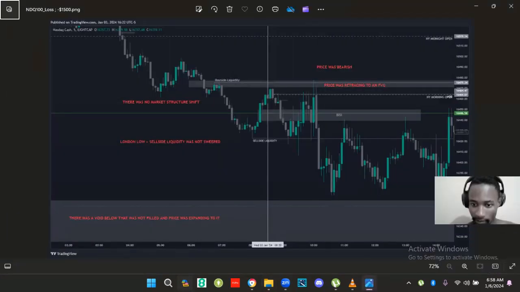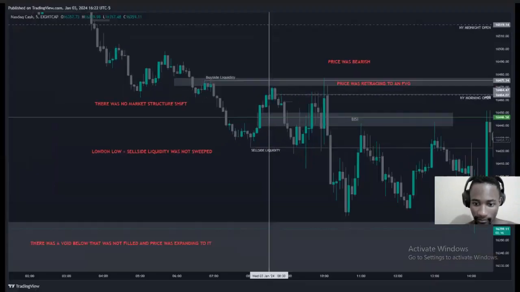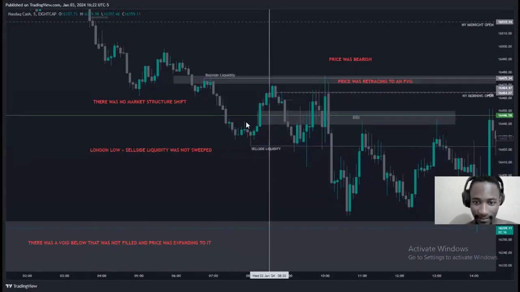So here it is. What's really happening here is I took my trade here. Then I was stopped out. The reason why I was stopped out, you see, I took the trade in the middle. There was no liquidity being taken here. There was no market structure shift here.